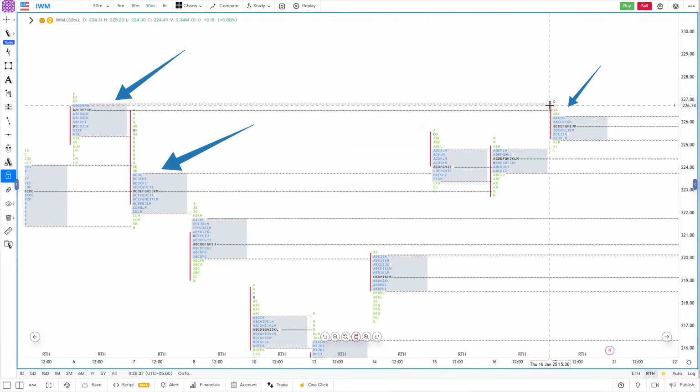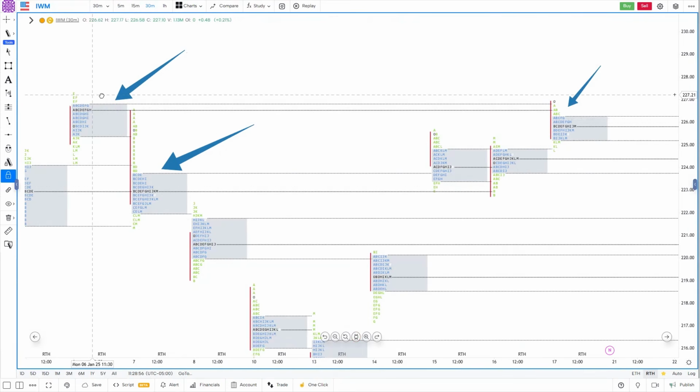So you have to find a reference point. If it was opening inside the range, then your reference point would be that profile. But since we are out of balance to the upside, our reference point has to go back in time, and January 6th and also January 7th becomes your reference point.